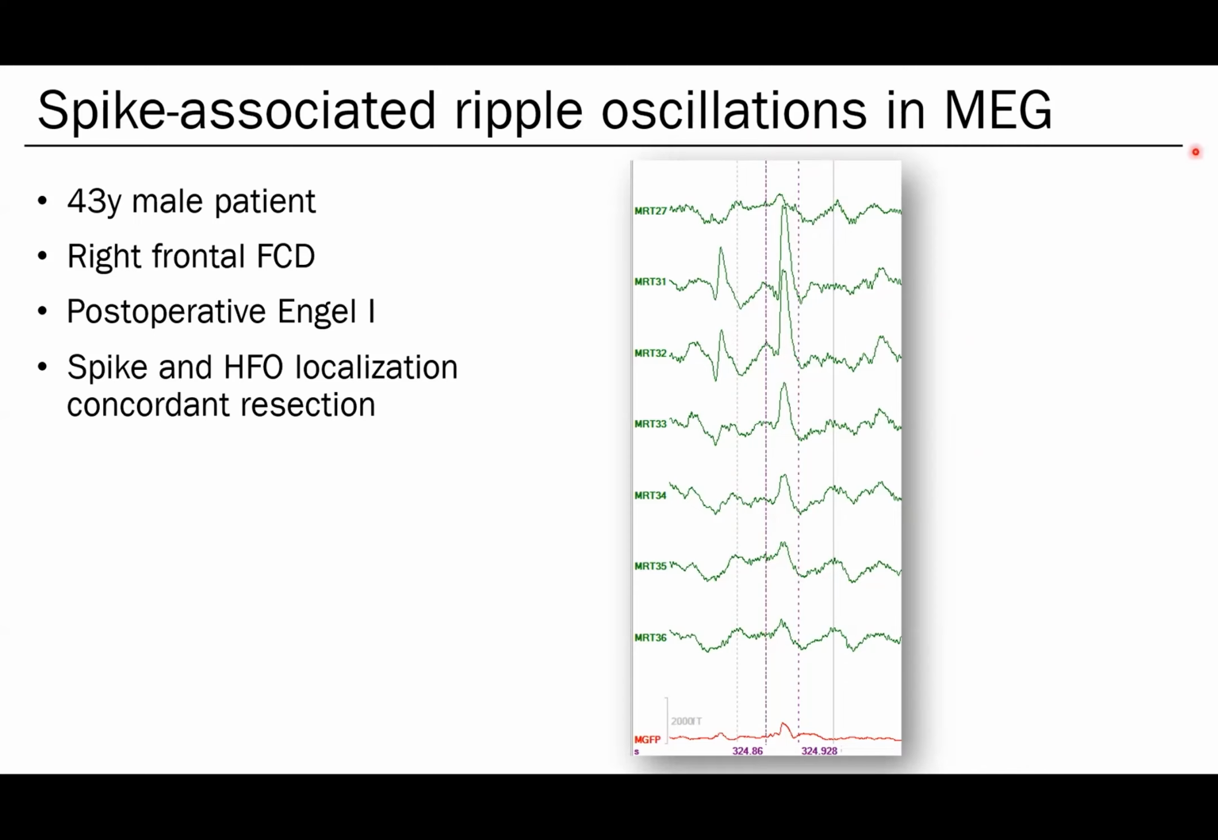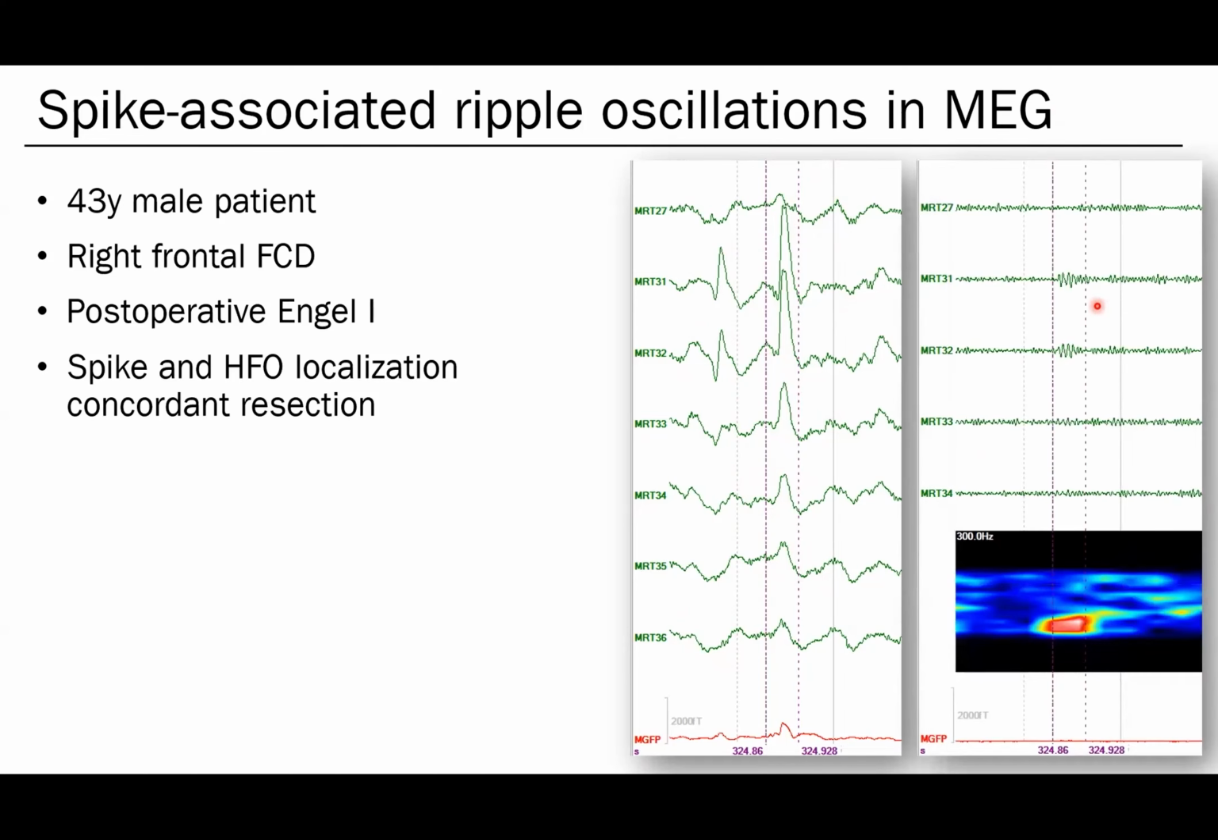Now, if you pay close attention, you see something else. Arguably, it's a bit hard to see in unfiltered data, so let me filter that for you. Here are the same channels, and what you see before the spike are high-frequency oscillations. In the time-frequency reconstruction, you see that this is in the ripple range, probably between 80 and 100 Hertz, so in the lower part of the ripple band.